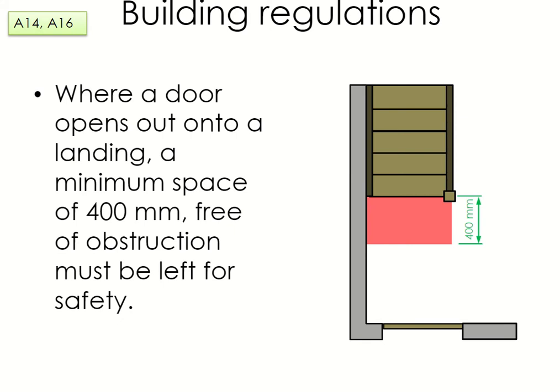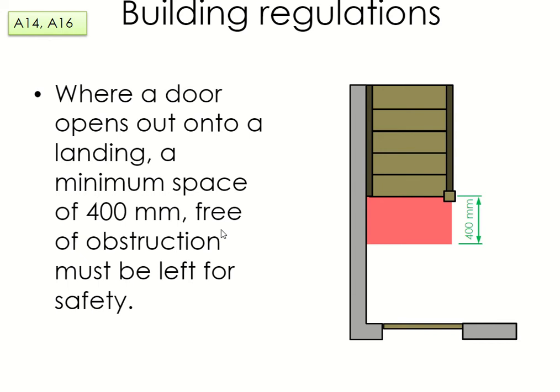So where a door opens onto a landing. You wouldn't have this mainly in a house per se, you would have it in industrial buildings or office buildings or even shopping centres, I suppose. So where a door opens onto a landing, you have a door here, there's a landing area. You can imagine there's a flight of stairs coming up here, you have a landing area, then there's another flight of stairs going up there. The door obviously needs to open onto the landing, so you need a minimum space of 400 millimeters free of obstruction, so the door can be opened.